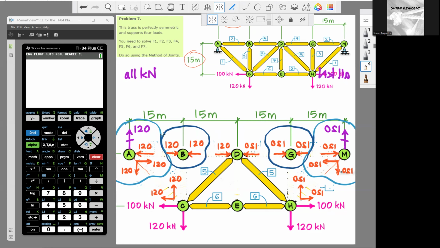Okay, what node looks better? I kind of like D because of the symmetry. So let's do D. C is also solvable. But we're going to go with D. Here's why. So I'm going to remove member 5 and replace it with that force at 45-degree angles.